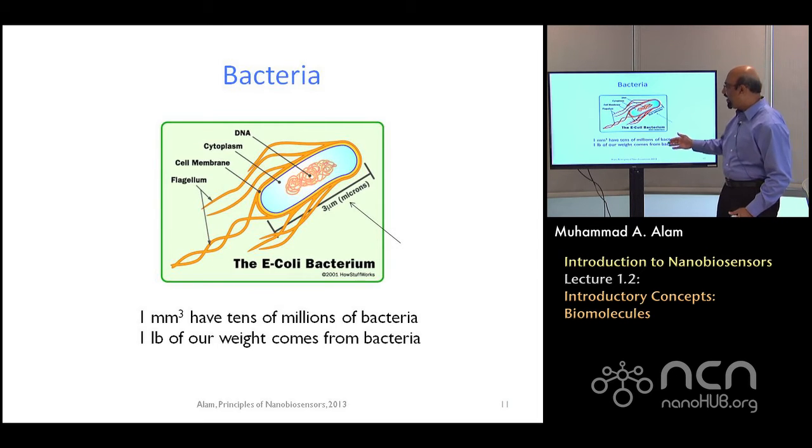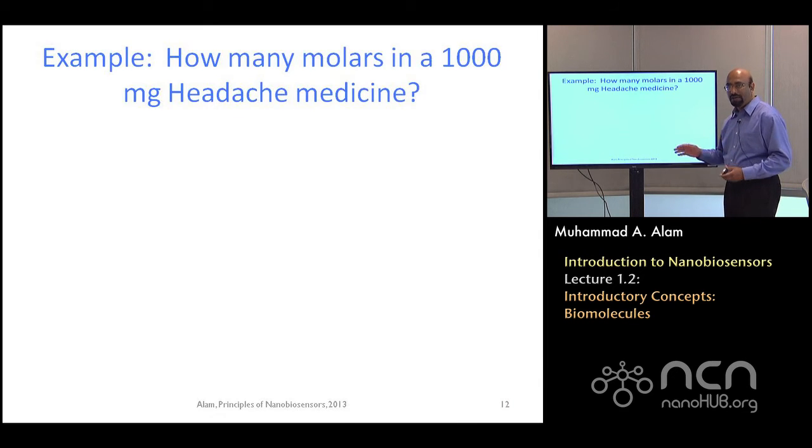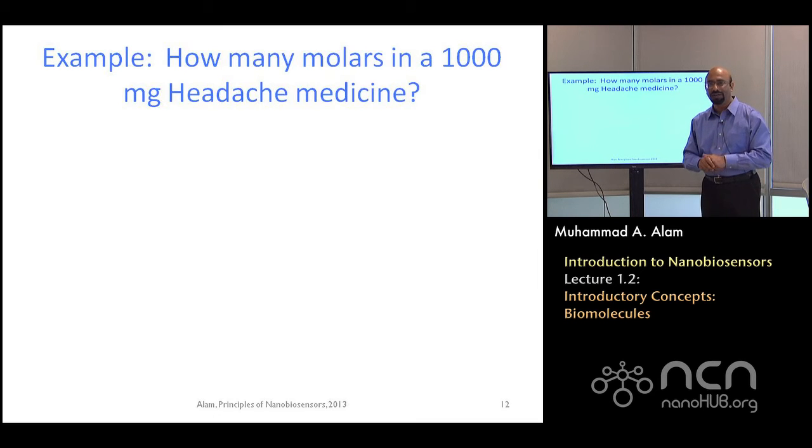Now, one interesting fact is that about a cubic millimeter of soil, let's say, can have tens of millions of bacteria. In fact, every pound of our body weight is made of bacteria itself. So it plays a significant role in the physiology or well-being of human beings. So it's a very important biomolecule that we should be thinking about. Very quick examples now. I told you about these 3 types of small, medium, and large biomolecules.